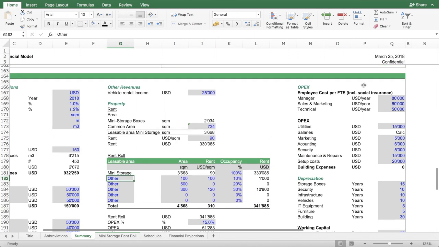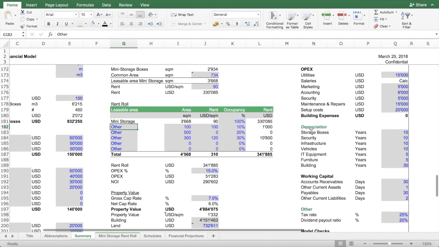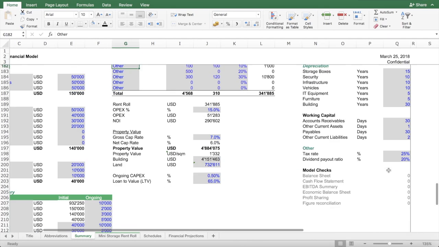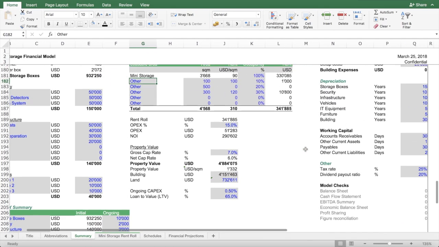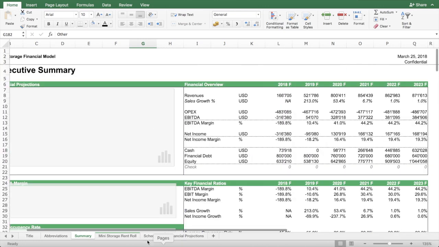And then to finish this, you also have here the rest of the assumptions, the cost assumptions to operate the mini storage business, the policy on depreciation, how much working capital you need, tax rate, and dividend payout ratio. So that's on the executive summary.